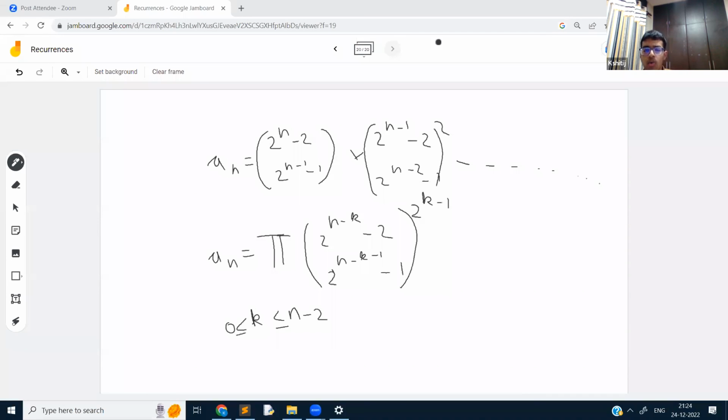Okay, so now for more practice, I will show you another example of solving a characteristic equation problem.